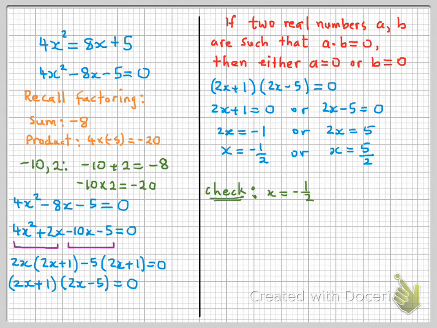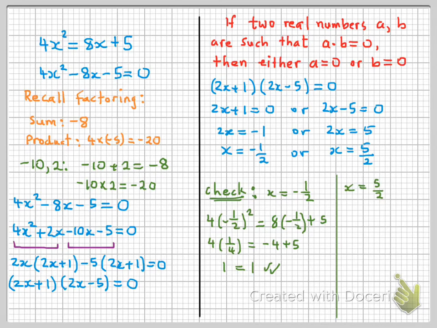For the first solution, x equals negative 1 half, if we substitute that into the left side and the right side of our equation and simplify, you will see that on the left side you will obtain 1, and on the right side you will also obtain 1. So that means that works just fine. And similarly, if x equals 5 halves, we can substitute back into our original equation and see what we get on the left side and the right side. We will get 25 for both sides. That means that the solution to the equation is x equals negative 1 half and x equals 5 halves.